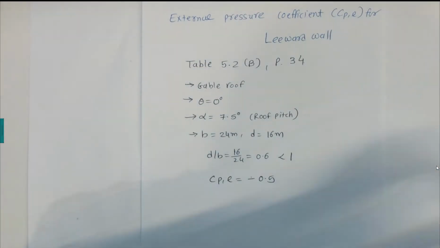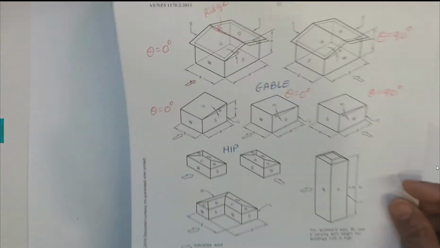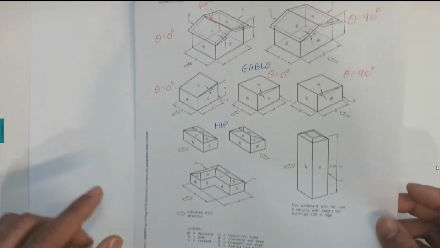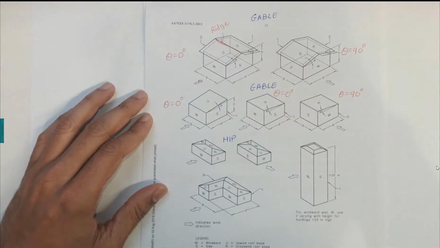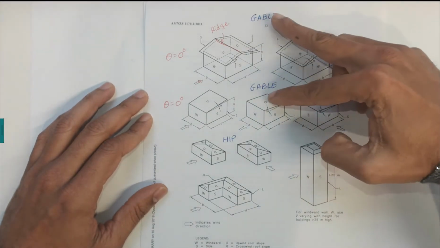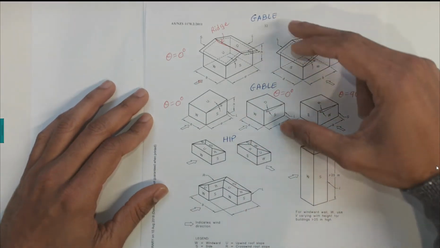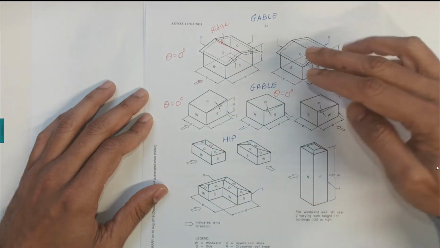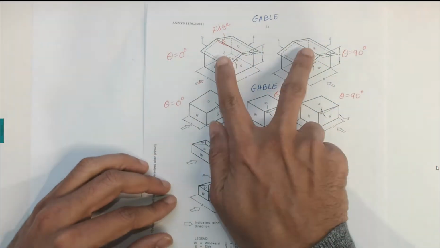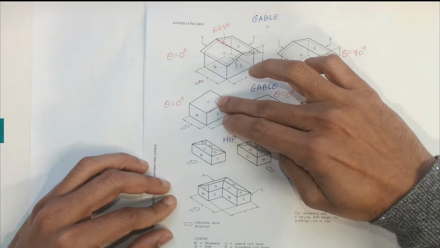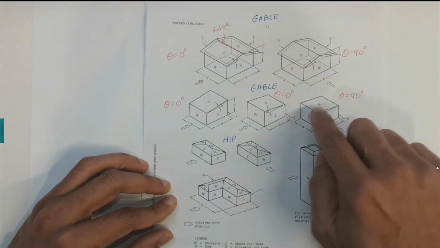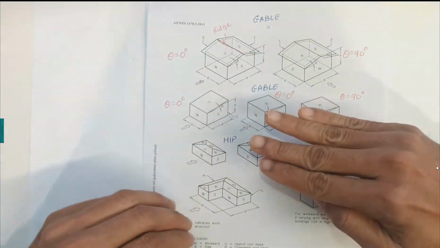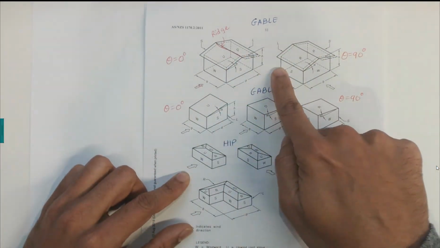For this one we are going to use figure number 5.2, parameters for rectangular enclosed buildings. In this scenario I can first classify between gable roof and hip roof. The gable roof, that you can see here, if you have these two slant roofs, or this one slant roof, all of these 1, 2, 3, 4, 5 are classified as a gable roof, where you can see 2 slants or 1 slant of the roof.